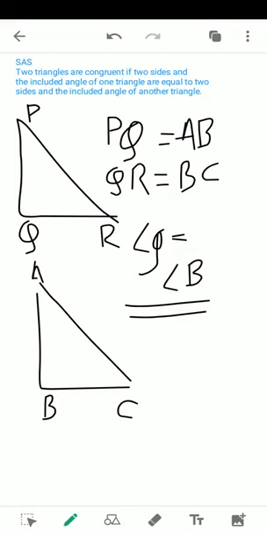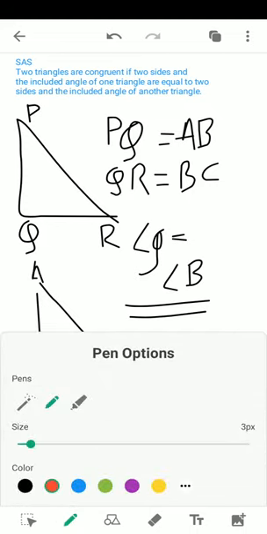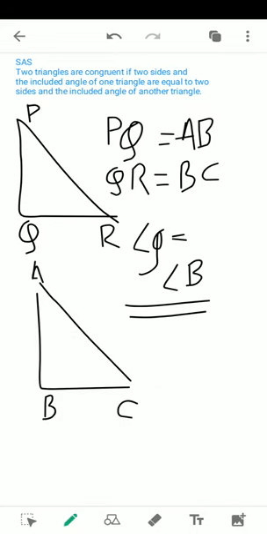The second criterion is also known as SAS, which reads something like this. Two triangles are congruent if 2 sides and the included angle of one triangle are equal to 2 sides and the included angle of another triangle. So what this theorem tells us is that if I have 2 sides to be equal, say PQ equals AB and QR equals BC, and also the included angle. Remember, the word included is very much essential here.